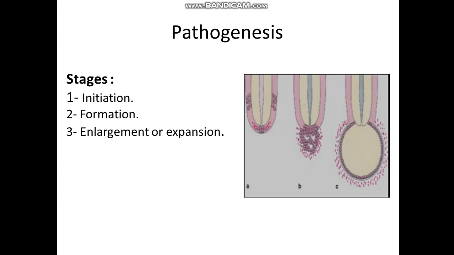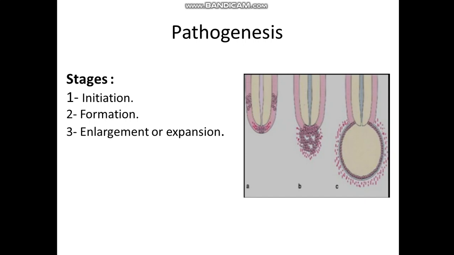In the case of enlargement, as I said before, this stage could be similar among all of the cystic lesions of the jaw. But there are different theories explaining the enlargement or expansion of the cystic lesion. One theory says that an increase in the proliferation of the epithelial cells of the lining leads to an increase in the surface area, and subsequently to expansion or enlargement of the cystic lesion.